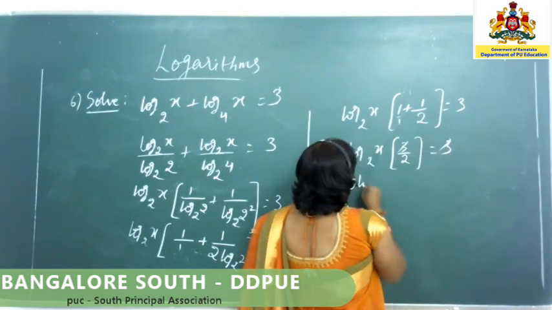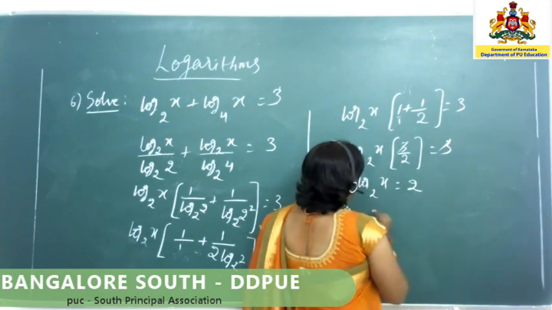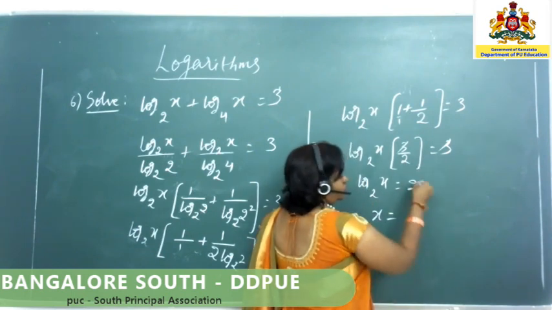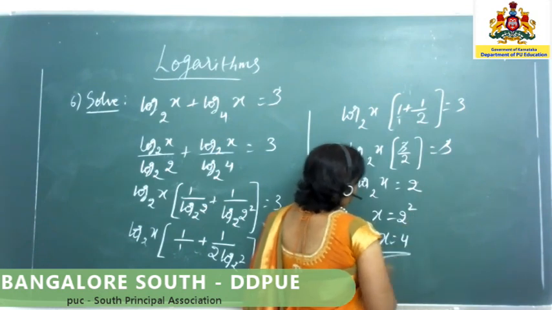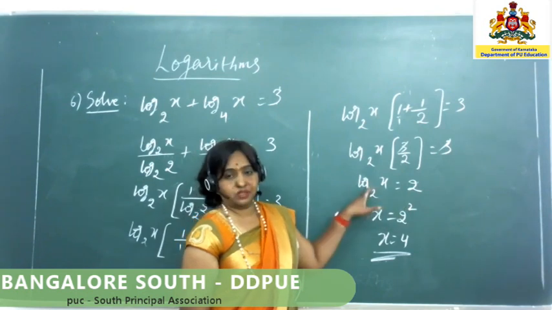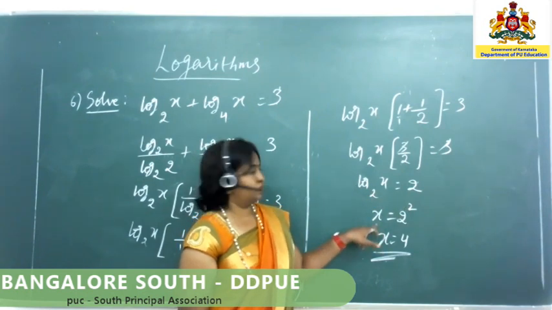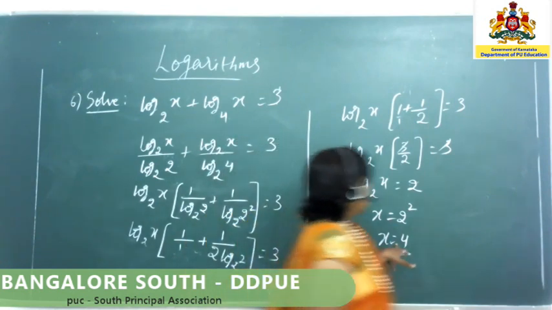So what happens? So log x to base 2 is equal to, cross multiply, 2. So x is equal to 2 square. So x is equal to 4. Log x to base 2 is equal to 2. So this you write it in exponential form. X is equal to 2 square. So x is equal to 4. Make a note.